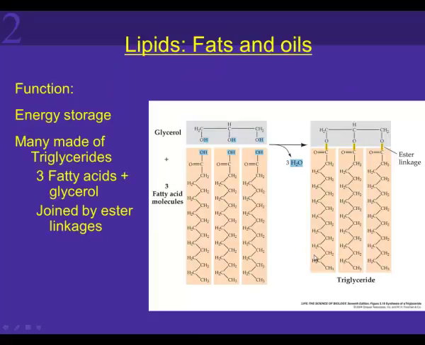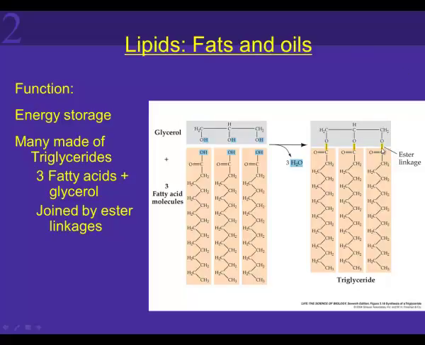So the first category of lipids that we're going to consider are the fats and the oils. Their function is in energy storage. And this is a slide showing you an example of a particular kind of fat that's called a triglyceride. A triglyceride consists of a glycerol molecule that is joined to 3 fatty acid molecules. Look, here are 3 water molecules being released in the formation of this compound. Is this a hydrolysis reaction or a condensation reaction? What are the energy requirements that you would predict for this reaction?